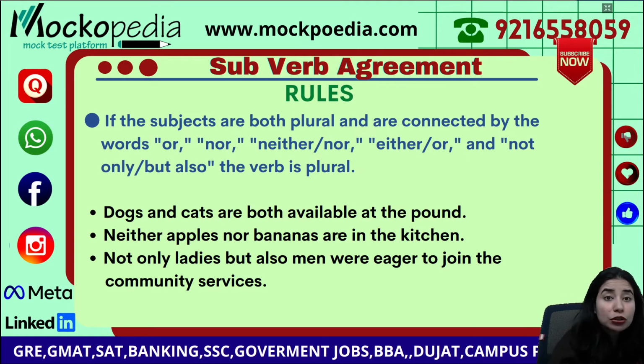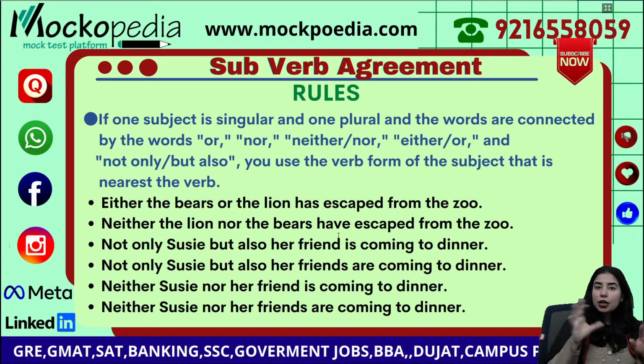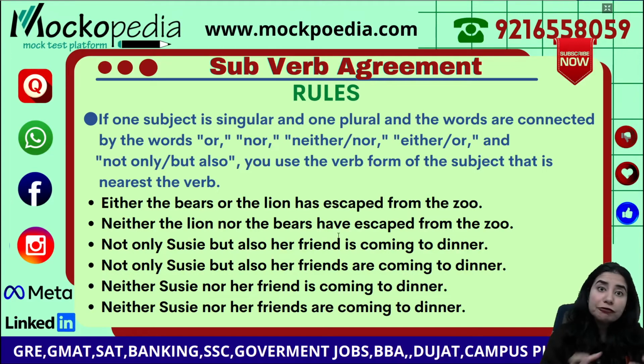Let's proceed to the next version of this. Now we have seen a situation where both the subjects are either only singular or only plural. What about if one subject is plural and one is singular? Then what are we going to do? This is crucial, my dear students. Very frequently tested, very important from an exam point of view. So please do pay attention here.